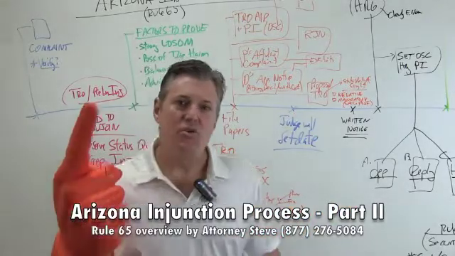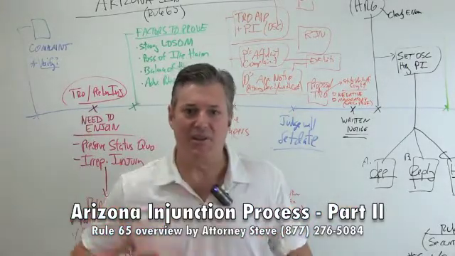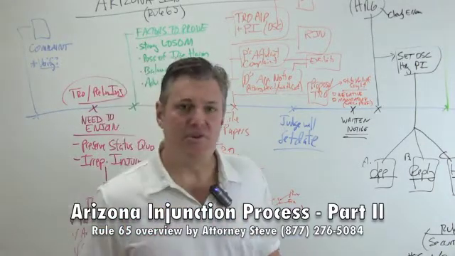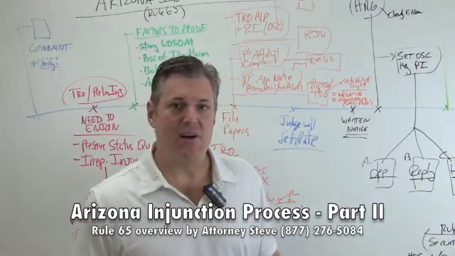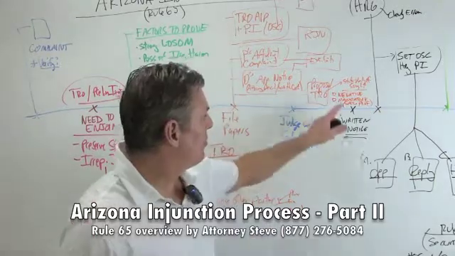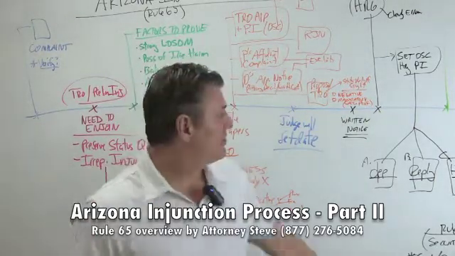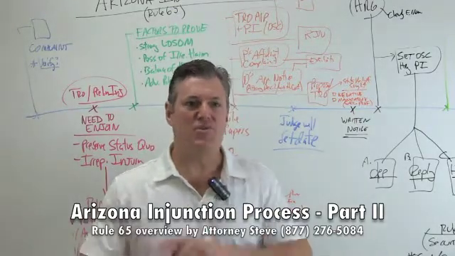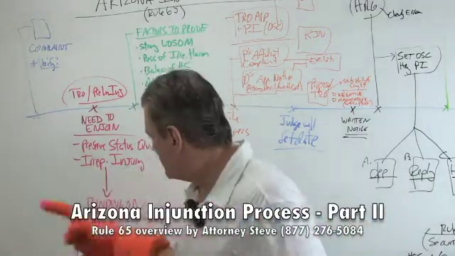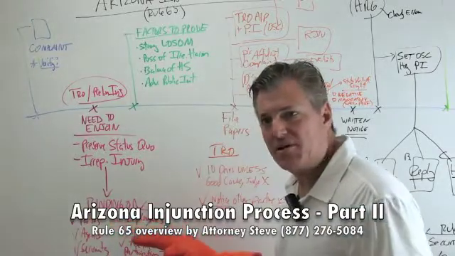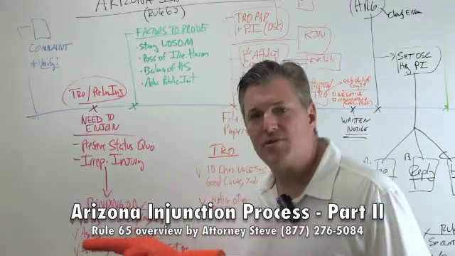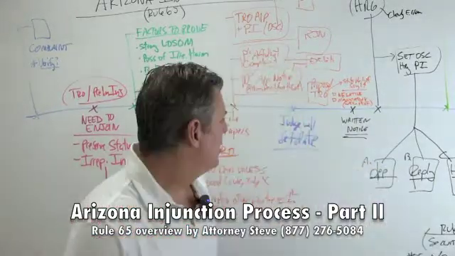There's basically two different types of relief that you can seek in a TRO or a preliminary injunction hearing. One is what they call negative relief, a negative injunction. That means you're asking the court to stop one of these parties, remember we talked about the parties, from doing something, like don't let them foreclose. That's what you're trying to do.